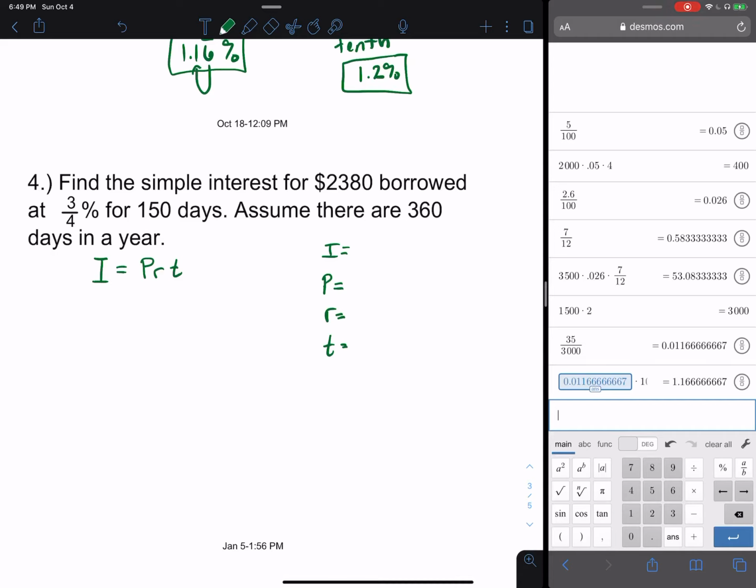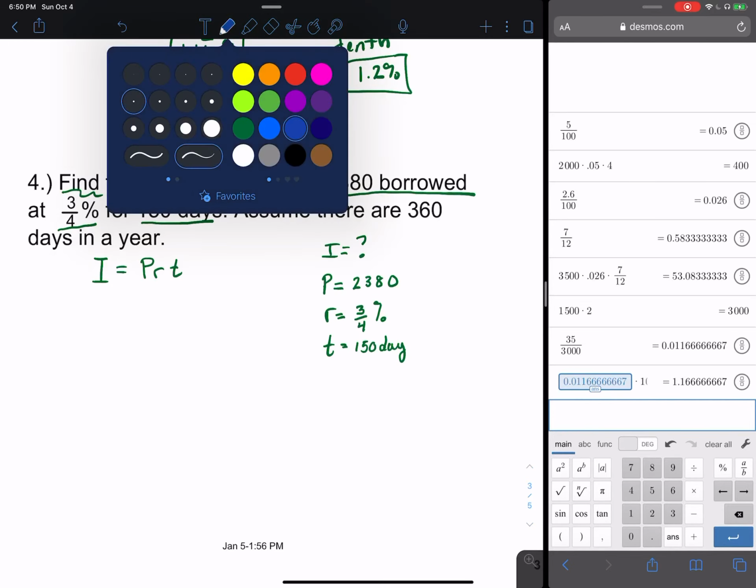If I read through again, they're telling me to find the simple interest, so I don't know the interest, for $2,380 borrowed. So it's the amount I borrowed, so that's the principal, at 3/4%. So that's going to help me find the rate for 150 days. That's going to help me find the time. So let's focus in on the rate first.